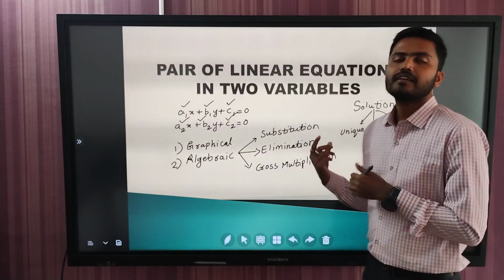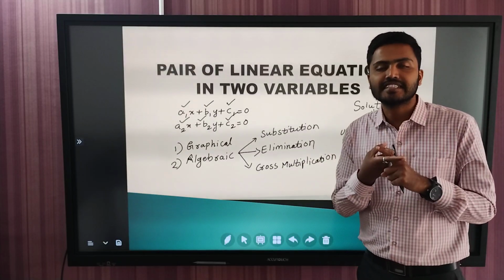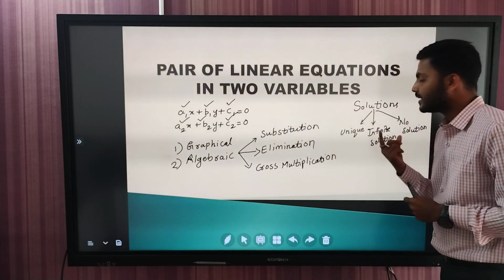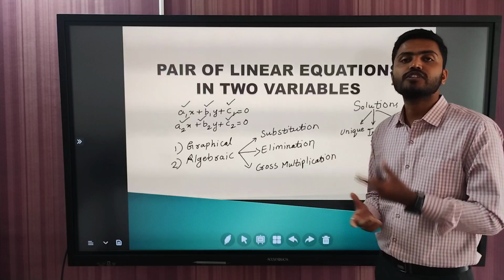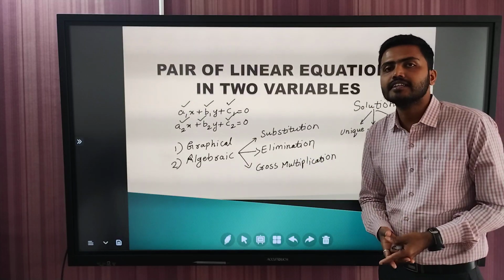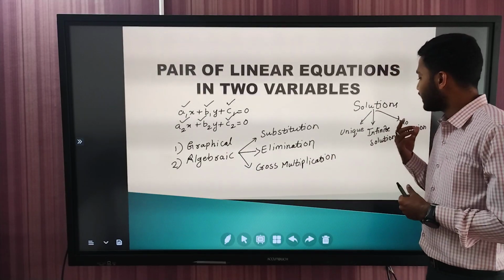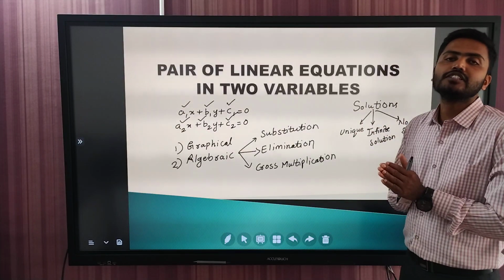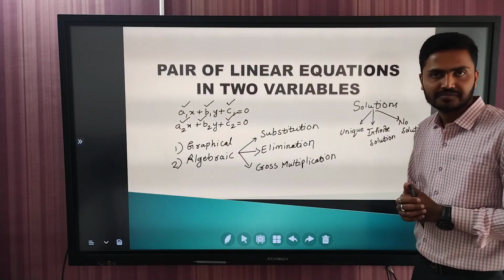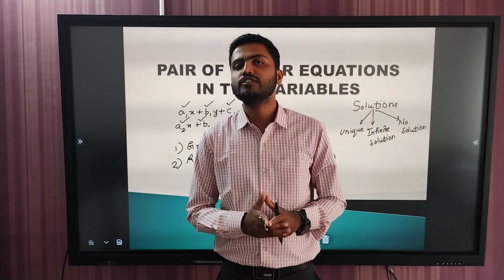A unique solution exists for lines which are intersecting. Whenever two lines intersect, we have a unique solution. Infinitely many solutions occur for coincident lines: if two lines overlap on one another, we have infinitely many solutions. And finally, two parallel lines which never meet have no solution. Correct? So this was a quick recap on the topic pair of linear equations in two variables.